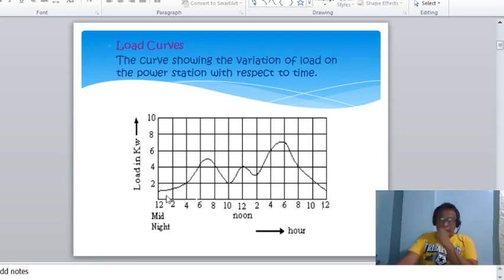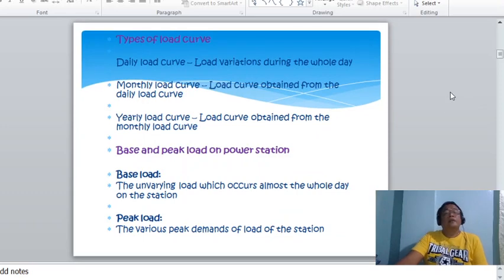So, the highest peak of the curve is the so-called peak load of the day. Okay? That is what is meant by a load curve. We have here the types of load curve. Of course, we have the so-called daily load curve. What is this daily load curve? This is the load variation during the whole day, equivalent to 24 hours.